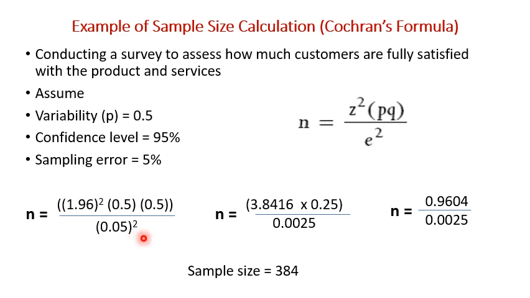So 0.05 squared. n is equal to 3.8416 into 0.25 divided by 0.0025. That is 0.9604 divided by 0.0025. So the sample size is 384.